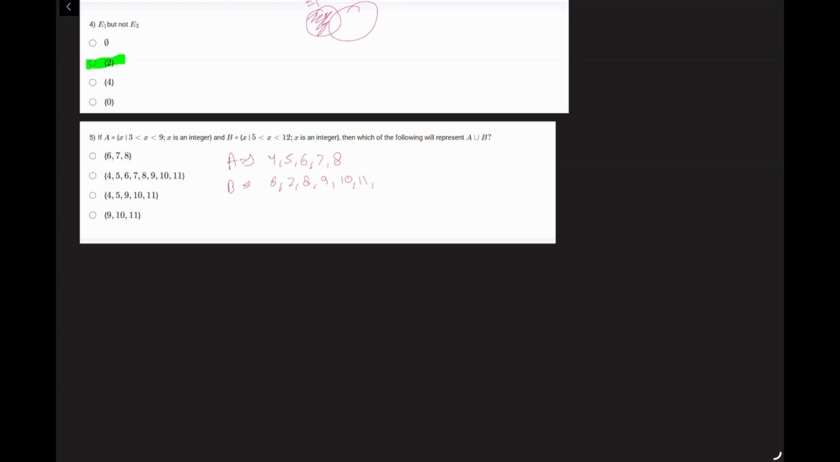That's it. So we have to find which of the following will represent A union B, which in English terms means A or B. We can see that 6, 7, and 8 are common in both these sets. I'm sorry, you know what I did wrong here? If the question were to ask A intersection B, then the answer would have been 6, 7, 8. The question is asking union, which means include everything. So when we have to include everything, this is the right answer, not the first one. I hope this is clear. We will proceed.